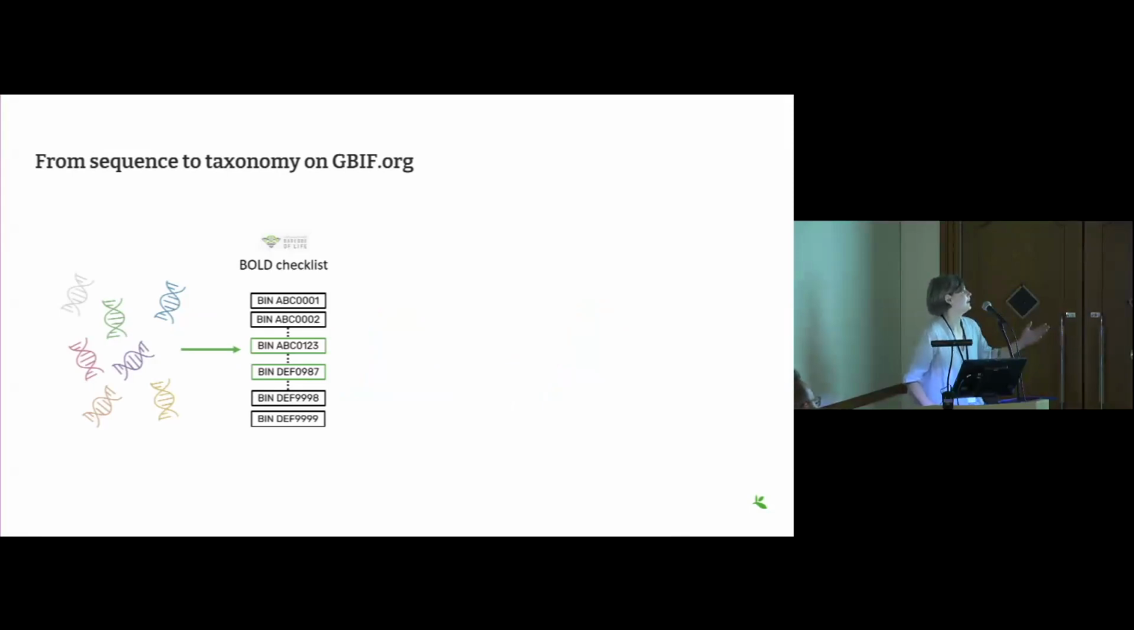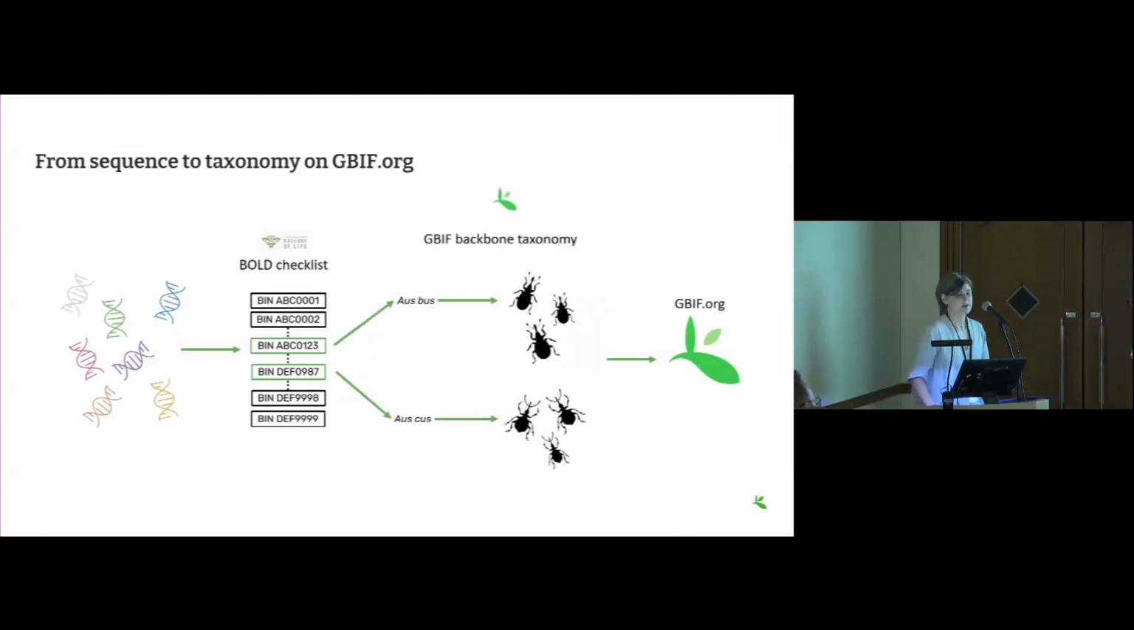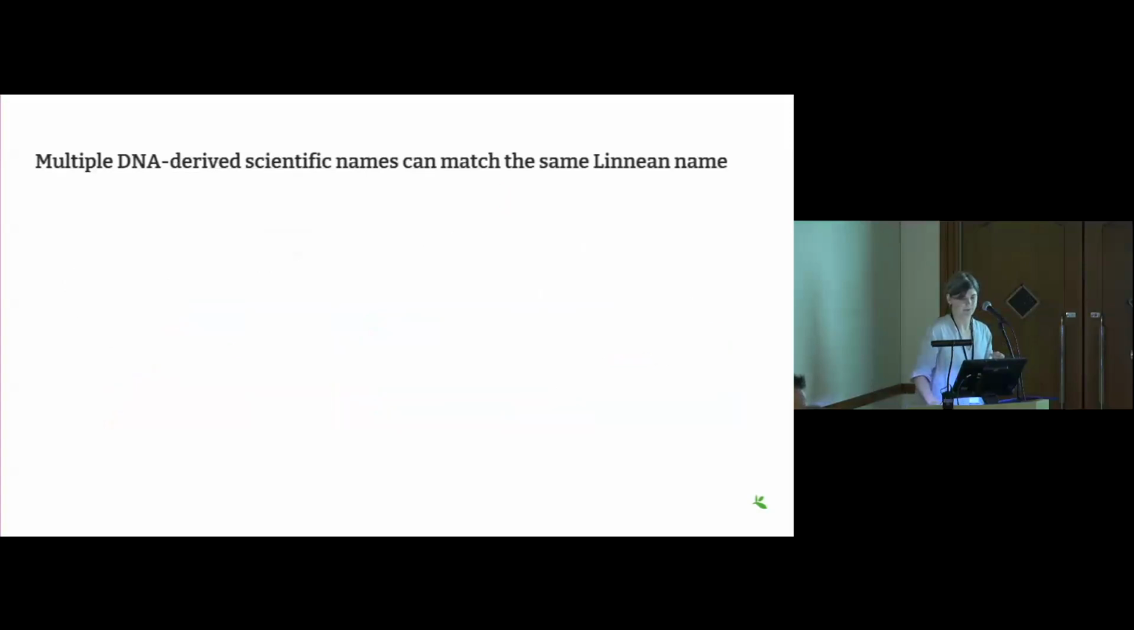Again, we have multiple sequences that can be assigned to multiple scientific names. This is an example again from the BOLD checklist in GBIF, which can be associated with Linnaean names, which then shows up on gbif.org. As you may have seen on Camilla and Diana's slides, the BINs are basically treated as unranked taxon ranks, so they appear under the Linnaean name, but as an unranked scientific name.